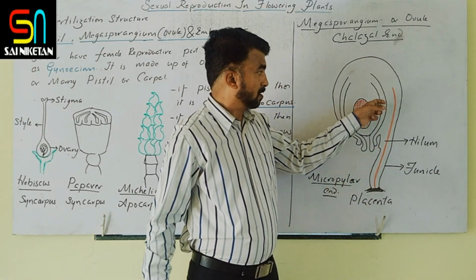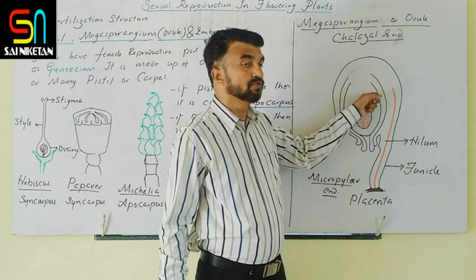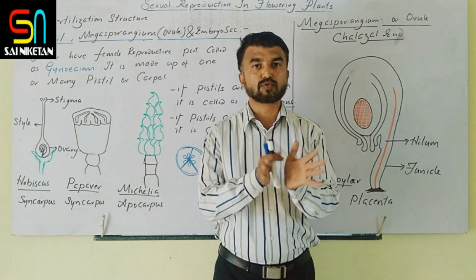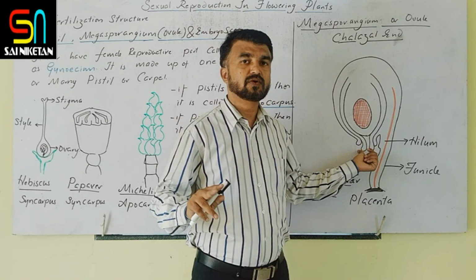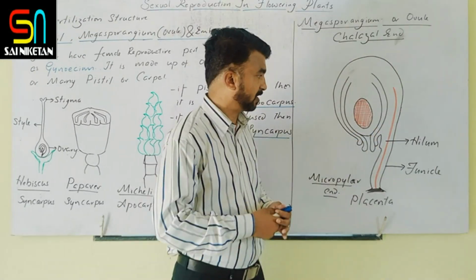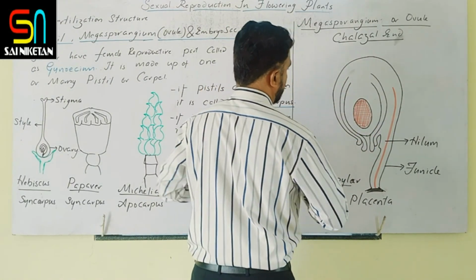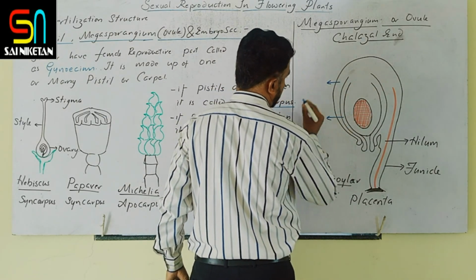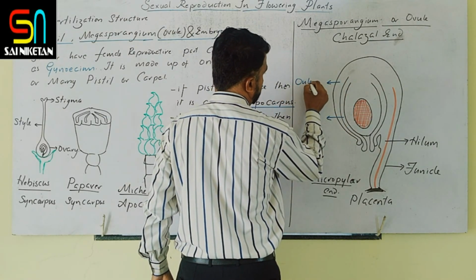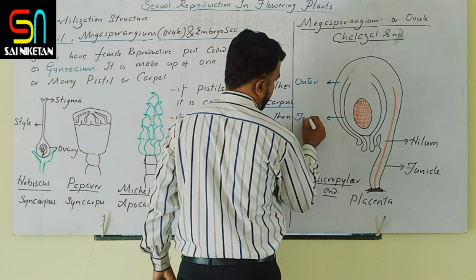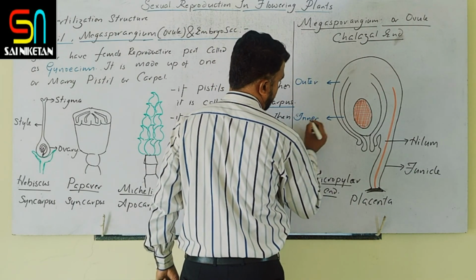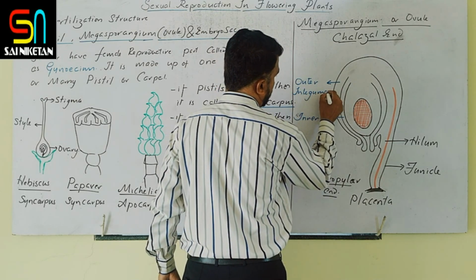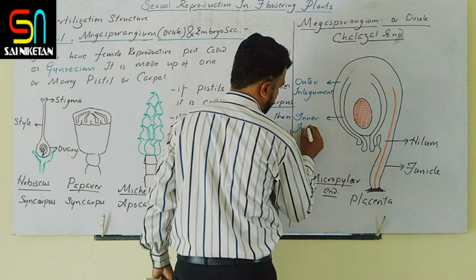Clear? The megasporangium or ovule is integumented. Integumented means 2-3 layers come over it. So either 1 or 2 or 3 integuments are there. So this is the outer integument, this is the inner. This is outer and this is the inner integument.